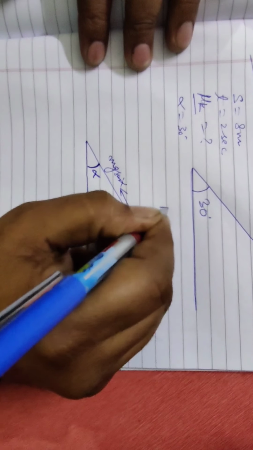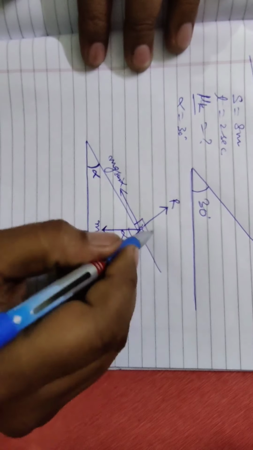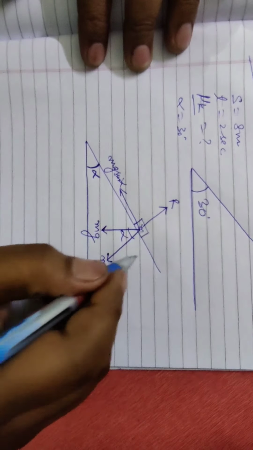and the normal reaction acts perpendicular to the incline, and the force of friction is just opposite to the motion of the block, that is f here. So now we have drawn all the forces. So now we will write the equations. Since the body is accelerating downward, we are making a.